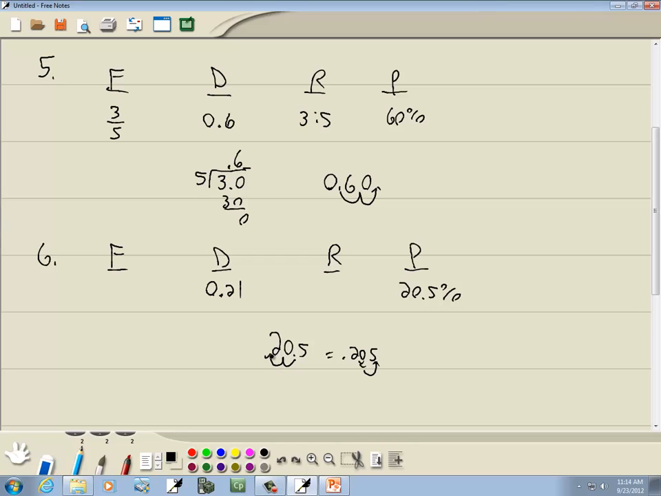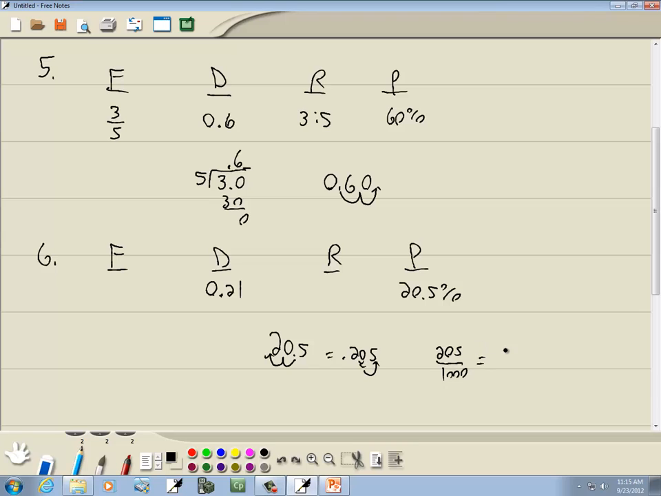Now, typically, you don't like to round in the middle of a problem. So if I'm trying to get the fraction, I'm not going to use 21 over 100. I'm going to go with this one over here. When I say this one over here, I'm talking not the percent, but this right here. So for our fraction, we're going to take 205 and put it over 1,000 since it ends in the thousandths place.